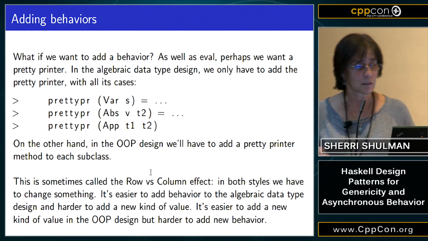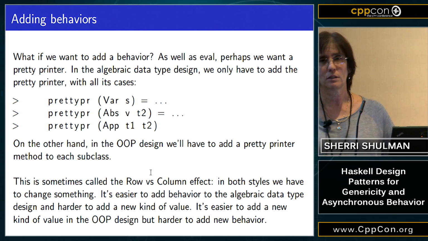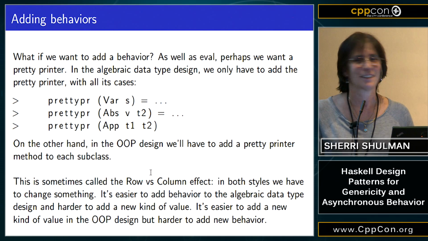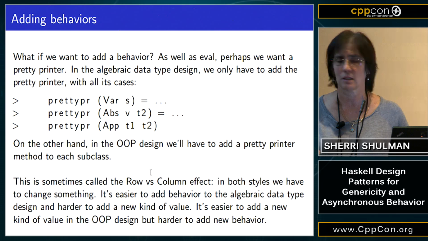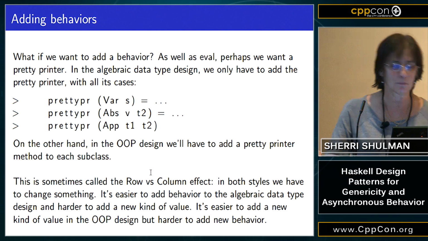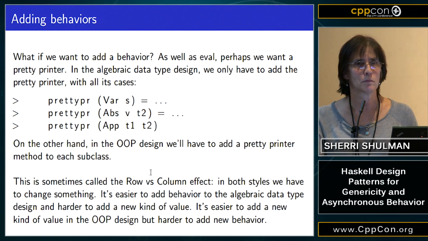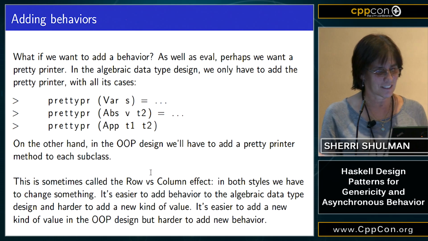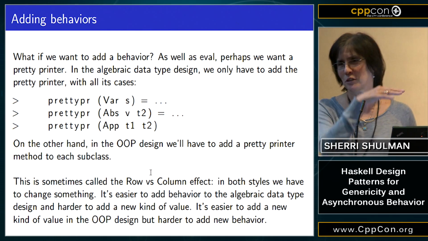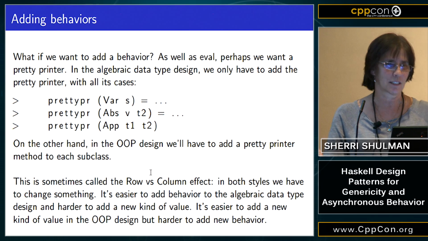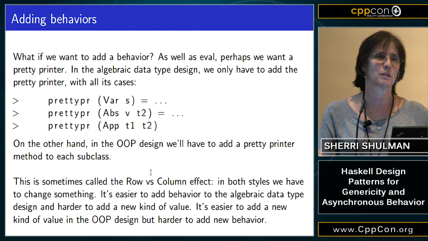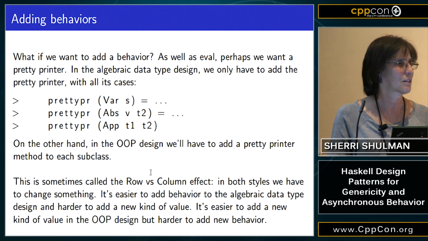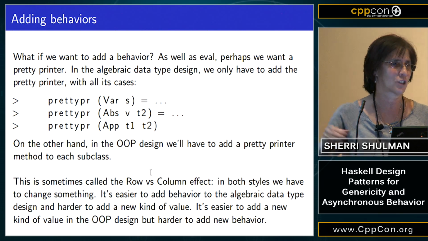On the other hand, in the OOP design, we're going to have to go and touch every single subclass, even though none of those subclasses changed, in order to add the new behavior. Okay. So this is sometimes called the row versus column problem. In other words, you don't get anything for free. If you change something, either you're changing something in the row or you're changing something in the column. So if you think of the elements of your discriminated union as being one of the axes and the behavior as the other one, either I'm going to have to change a row or I'm going to have to change a column.